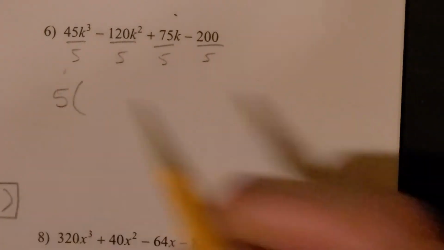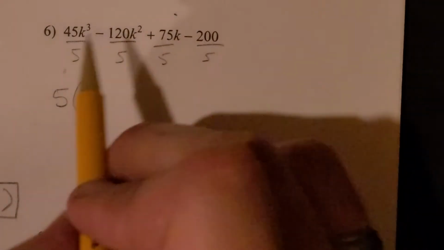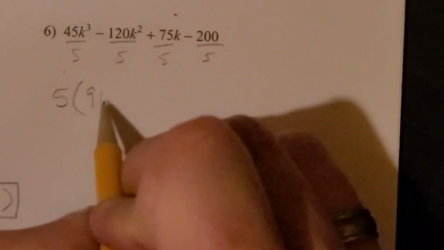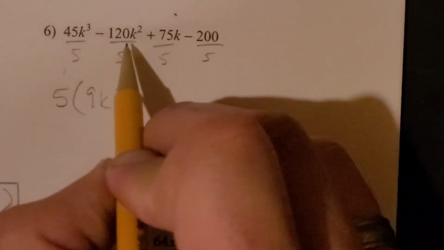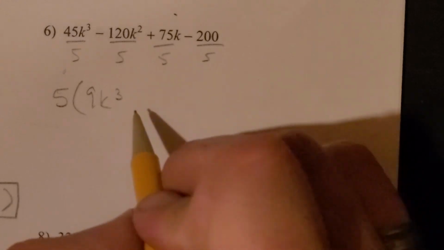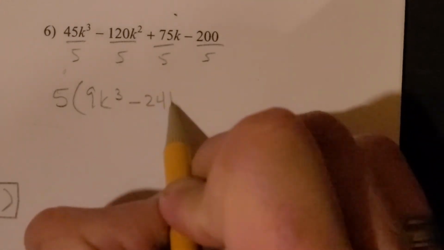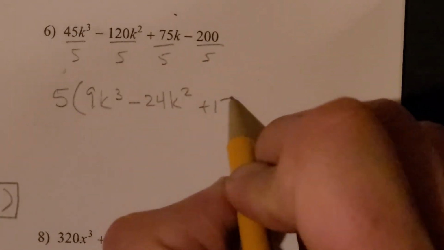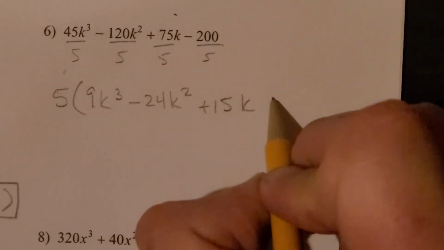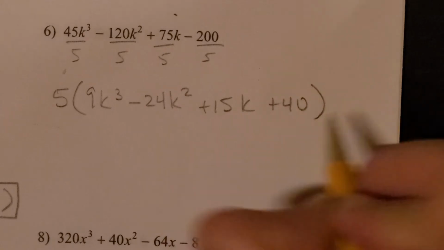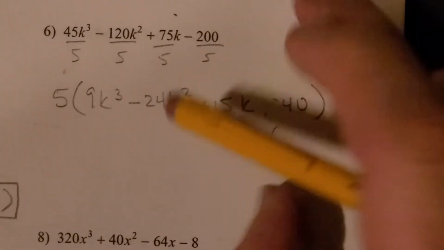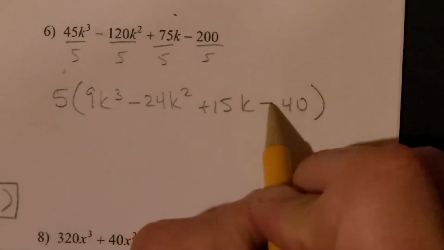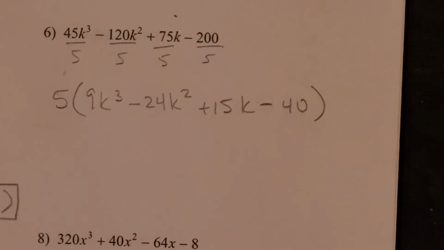Now, if I pull a 5 outside, well, 45 divided by 5 is 9. Negative 120 divided by 5 is negative 24. 75 divided by 5 is 15. 200 divided by 5 is 40. And that should be a negative 40 because it is negative 200 divided by 5. Hey, those numbers seem a lot less sucky. Should we say it that way?